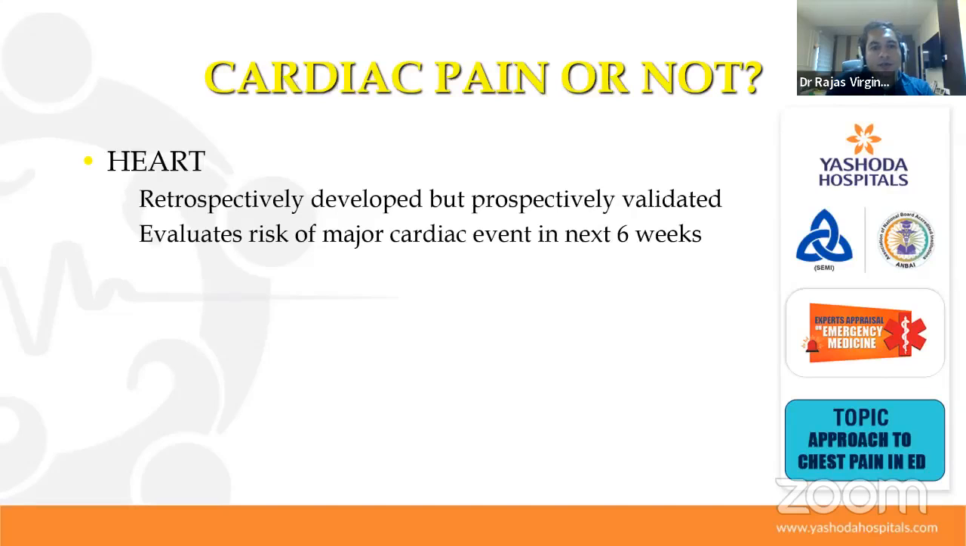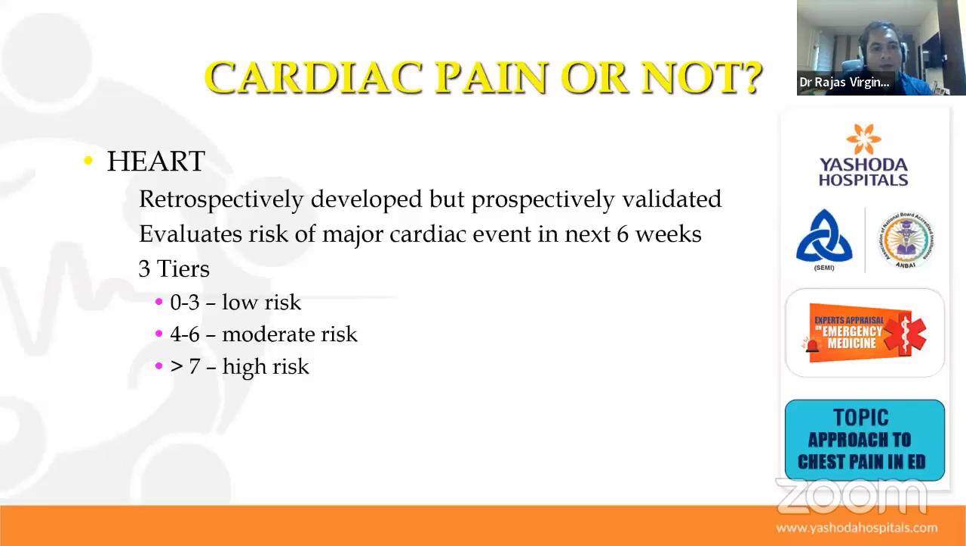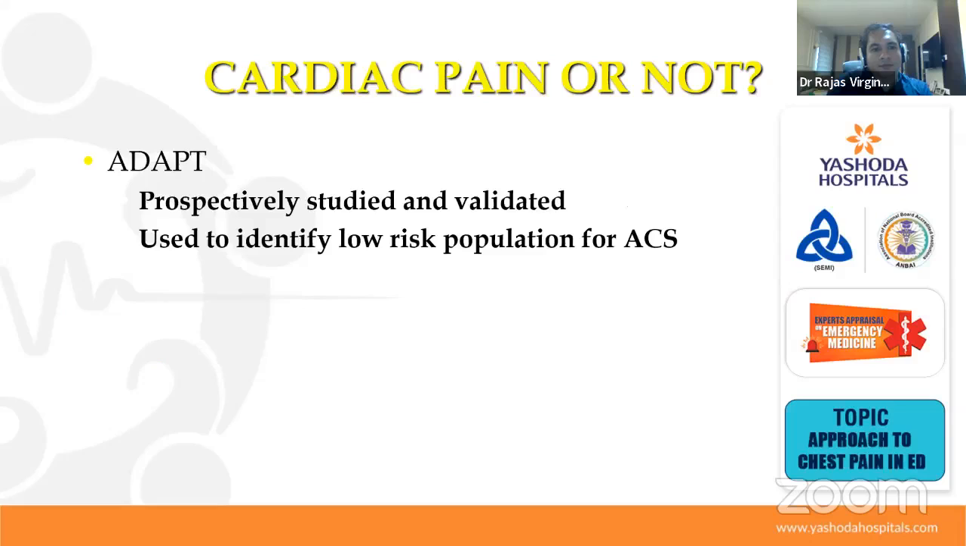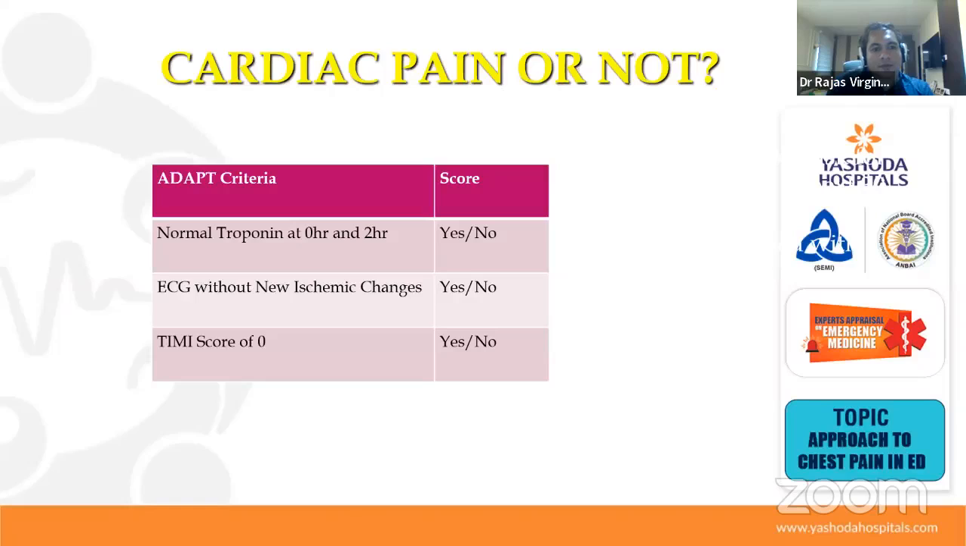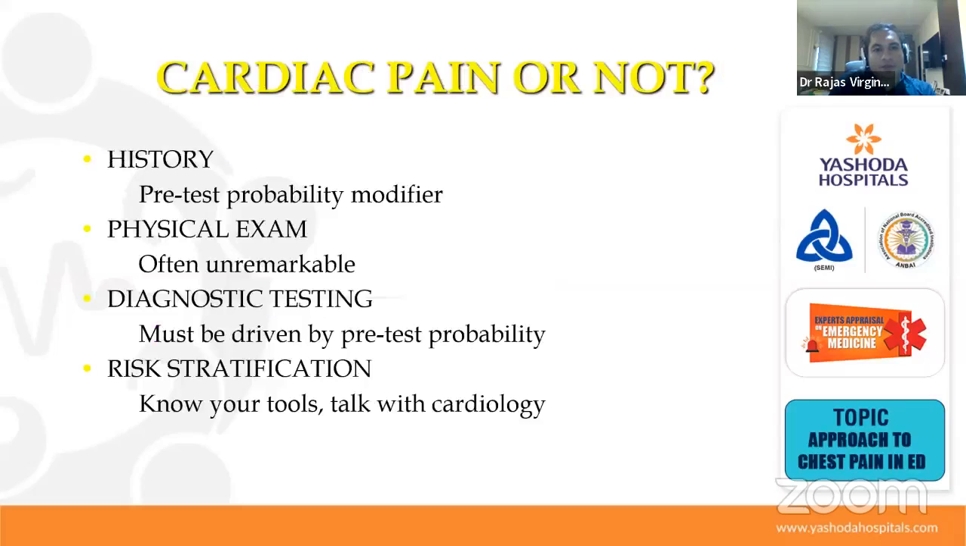Then you have the HEART score as well, which evaluates major cardiac event risk in the next 6 weeks. Here you are considering factors like history, ECG, age, risk factors, and troponin. There are 3 tiers: low risk, moderate risk, and high risk, depending on the scores. Another score is the ADAPT score, which basically uses 3 criteria: normal troponin at 0 hours and 2 hours, ECG without ischemic changes, and a TIMI score of 0. If you have all of these, then the risk is very, very low.